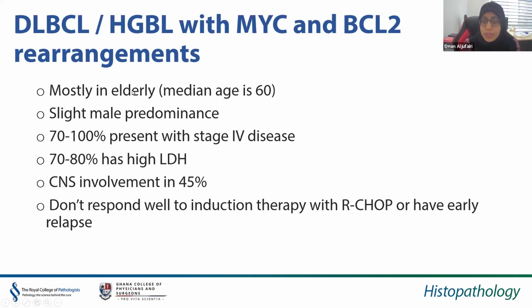This usually happens in the elderly, so young people usually will not have the double hit lymphoma. The median age is 60. There is a slight male predominance, but it occurs frequently also in females. Most of them will come with advanced disease, so stage 4 disease, high LDH, and CNS involvement is very common. Many of them will not respond well to R-CHOP or have an early relapse after R-CHOP treatment. That's why some people will advocate for more aggressive therapy when it comes to double hit lymphoma. If the patient can't tolerate it, they give them something more similar to a Burkitt regimen.